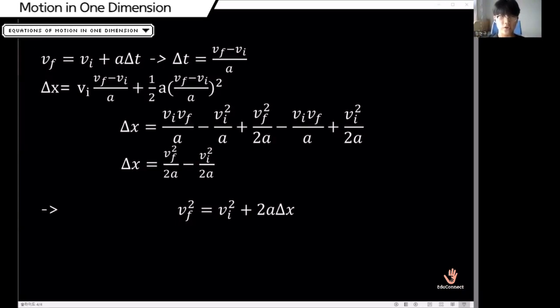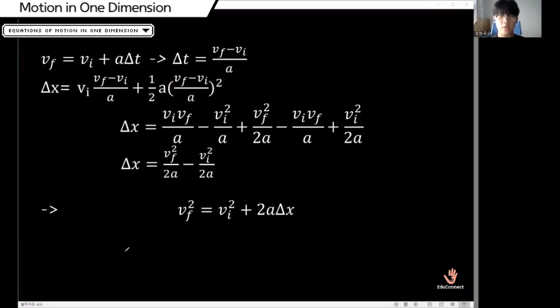Solving for v final squared, we arrive at our combined kinematic equation: v final squared equals v initial squared plus 2a delta x. Now we have an equation that can be used to define the motion of an object in cases where we do not know the time interval. The equations covered in this lesson are the foundation of our study of physics. We will use these a lot in this course.